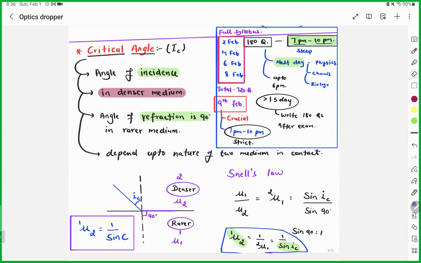Yes, Pratigya. So what does C stand for? Critical angle. Yes, C stands for critical angle. Okay, sir. To reduce the confusion, I will write IC. I got it, sir. Understood.